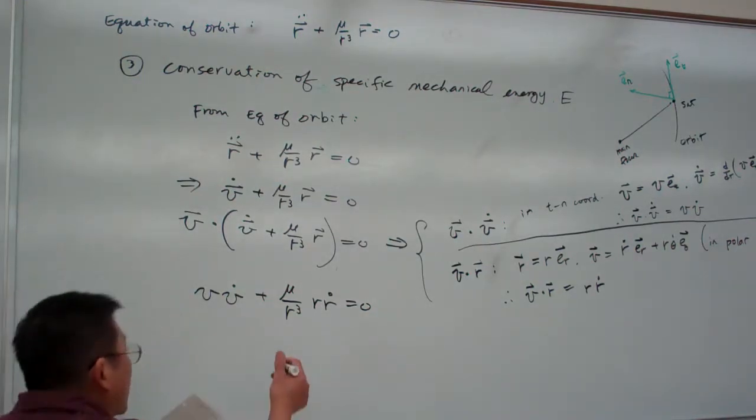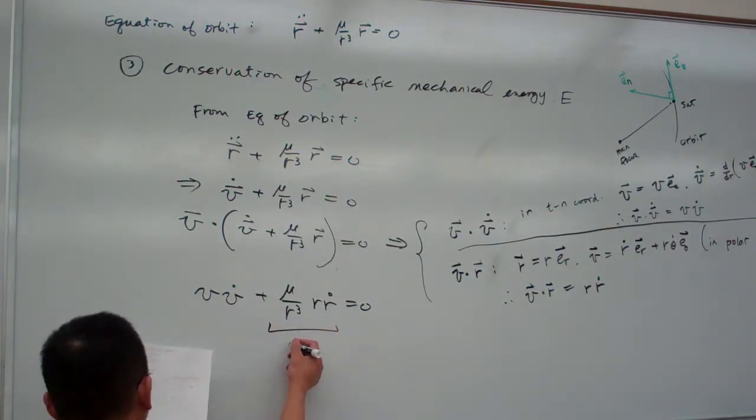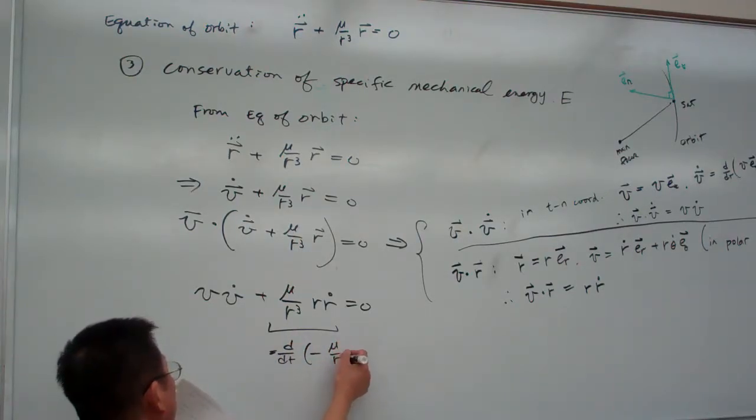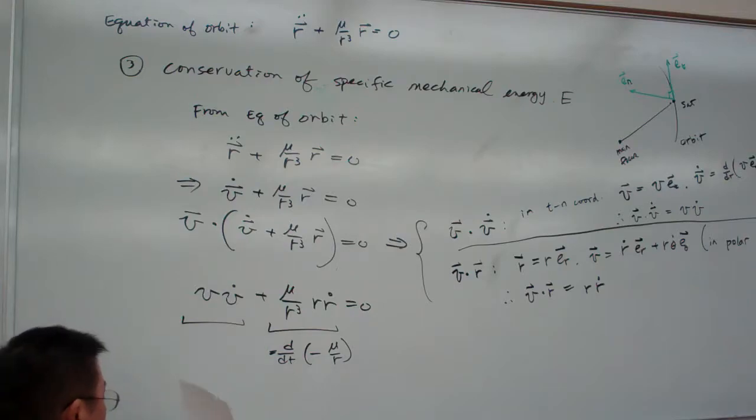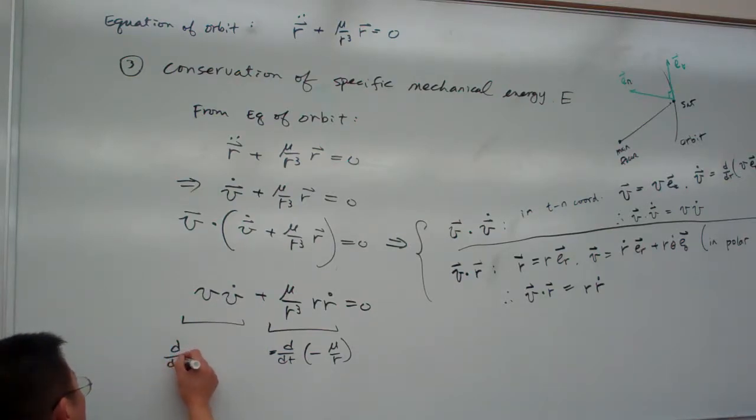Okay, and this one is equal to d/dt of minus mu over r. Again, if you take the chain rule of this term, you will get this one. And how about this? This one is the d/dt of one half v squared.